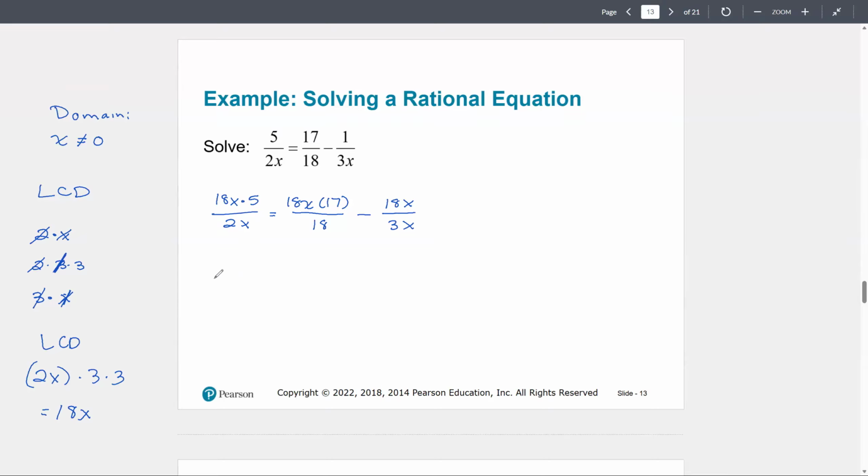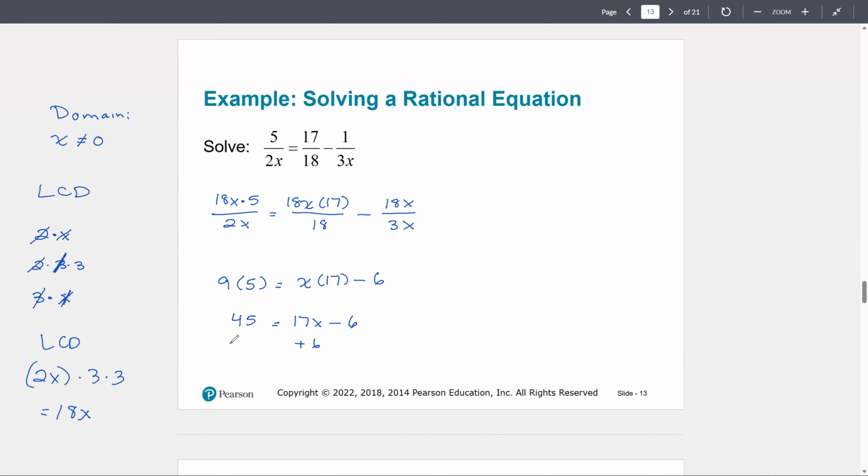So 18 divided by 2, that's going to leave you with 9. The x's eliminate, so we just have 9 times 5 here. 18 divided by 18, the 18's gone, so we're just left with the x and the 17. Here, 18 divided by 3, it's going to be 6. The x's eliminate, so we just keep the 6. So now, to simplify that, 45 equals 17x minus 6.